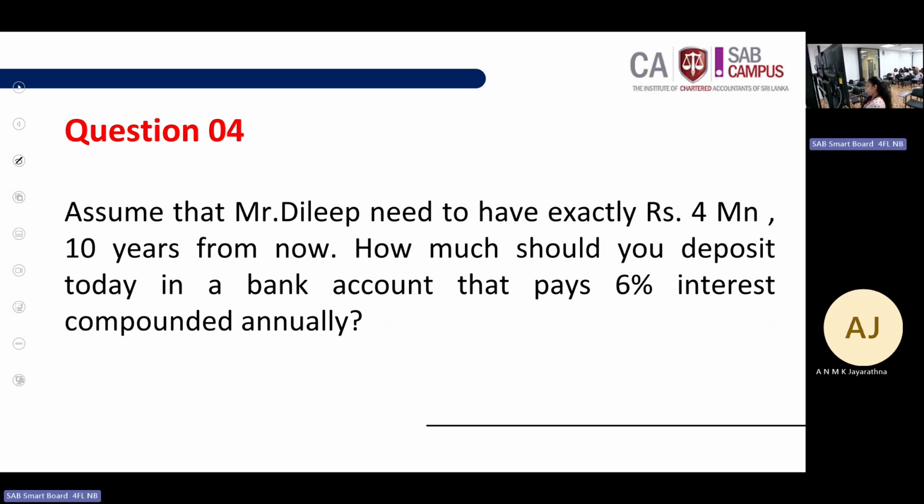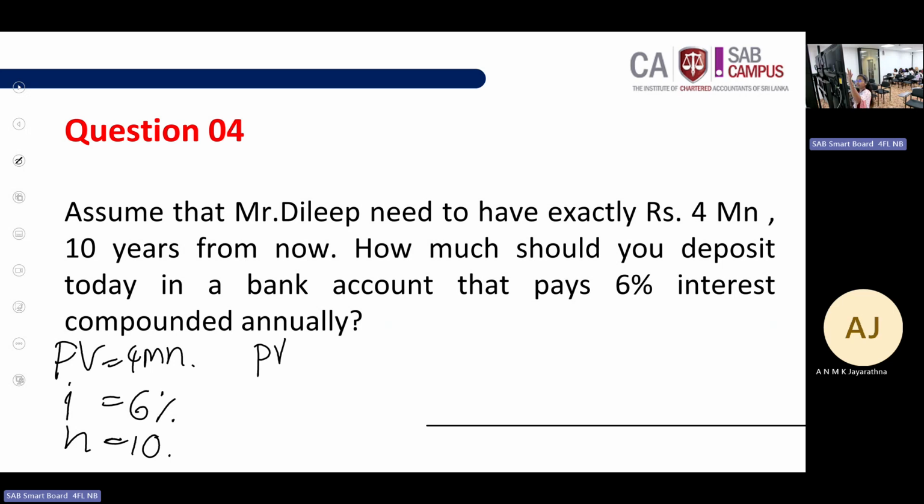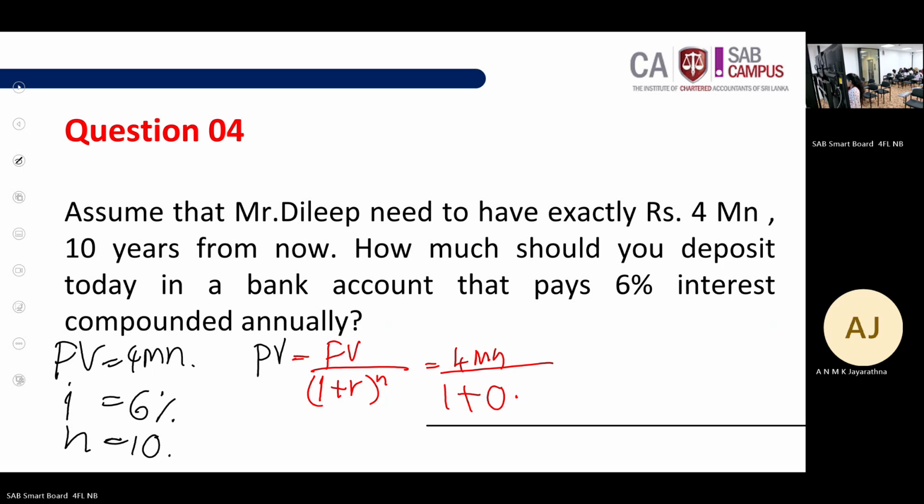Let us summarize the question. Future value equals 4 million. Interest rate equals 6%. N equals how many years? 10 years. Right. We know present value, PV, equals future value divided by 1 plus R to the power n. Future value is 4 million, and then 1 plus R means 1.06 to the power 10. What is the answer?